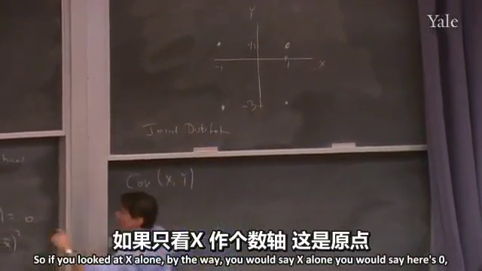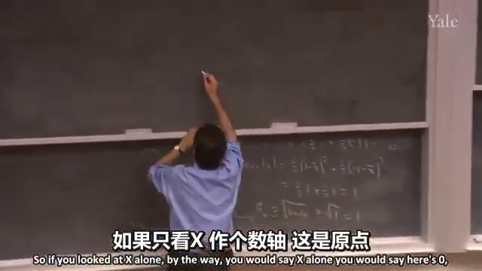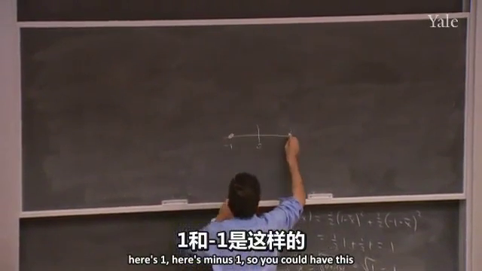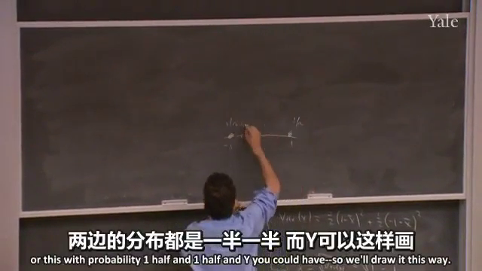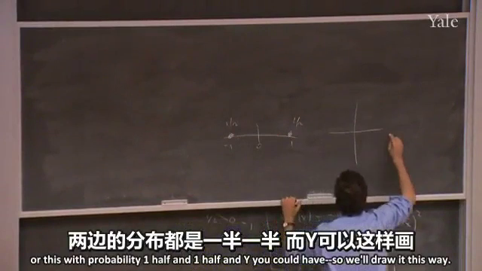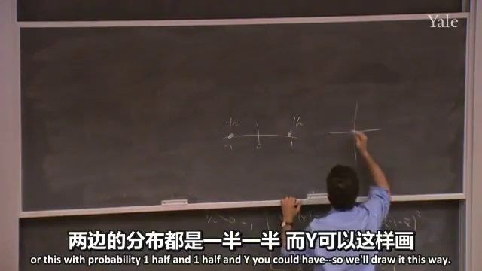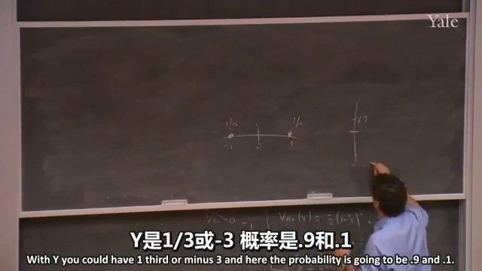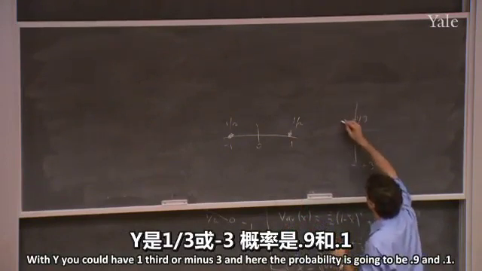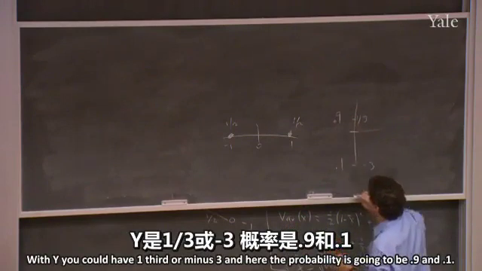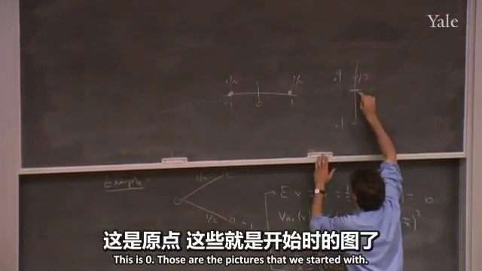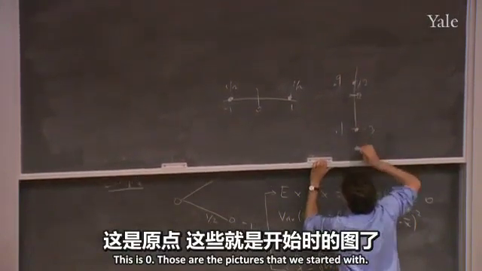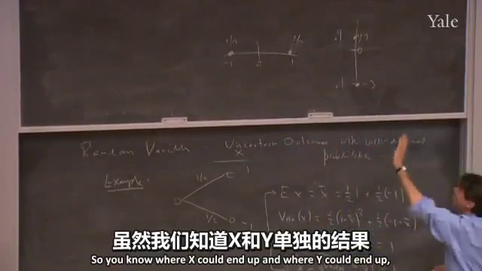So if you looked at x alone, you would say here's 0, here's 1, here's minus 1. So you could have this or this with probability a half and a half. And with y, you could have a third or minus 3, and here the probability is going to be 0.9 and 0.1. So that's what we have. Those are the pictures that we started with. Okay, so you know where x could end up and where y could end up.